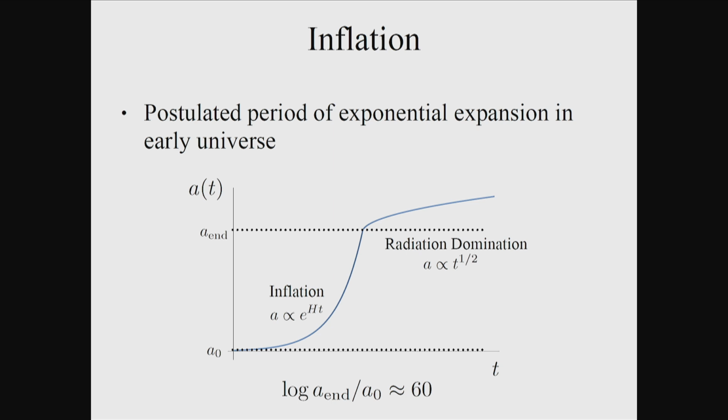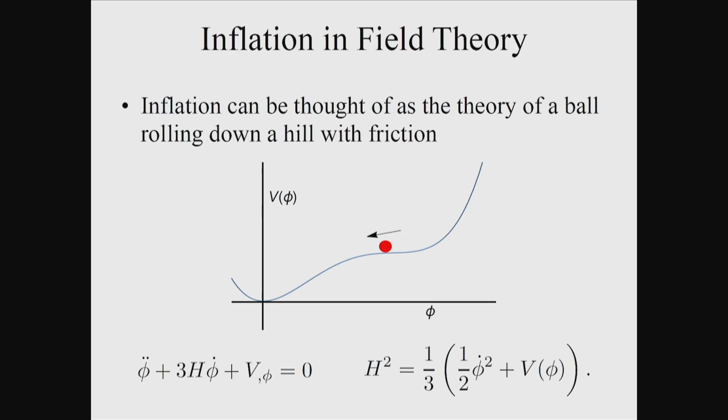Inflation is nice because it solves a number of problems that plagued the old standard model of cosmology. And in order to solve these problems, you need for the universe to expand by a factor of about e to the 60. So the scale factor at the end of inflation has to be about e to the 60 times larger than the scale factor at the beginning. And so you frequently hear the phrase 60 e-folds of inflation, where the number of e-folds here being this ratio here.